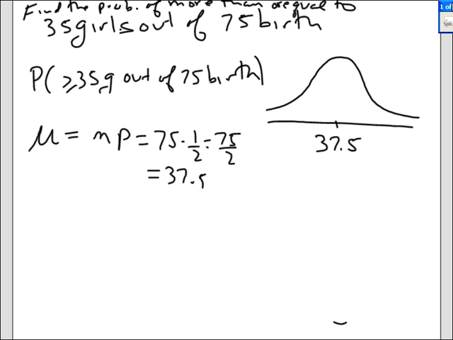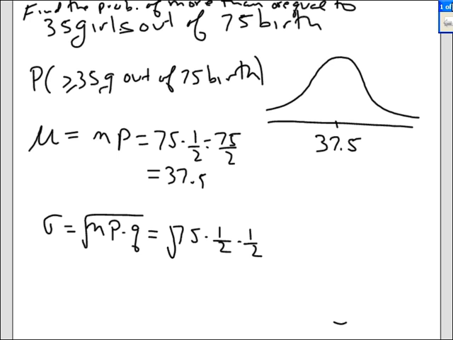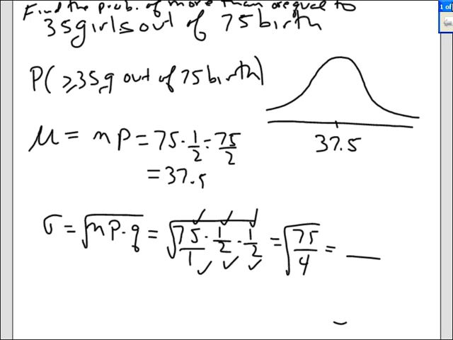The standard deviation is the square root of NPQ. It's 75 times P times Q, square root. Well, 75 times 1 times another 1 is 75, and 2 times 2 is 4. Fine. Times 1 is still 4. We want the square root of this. Well, I know the square root of the bottom is 2, and then the square root of 75.